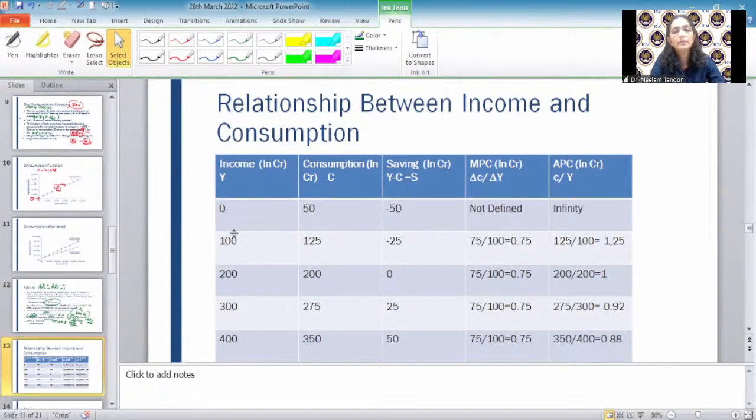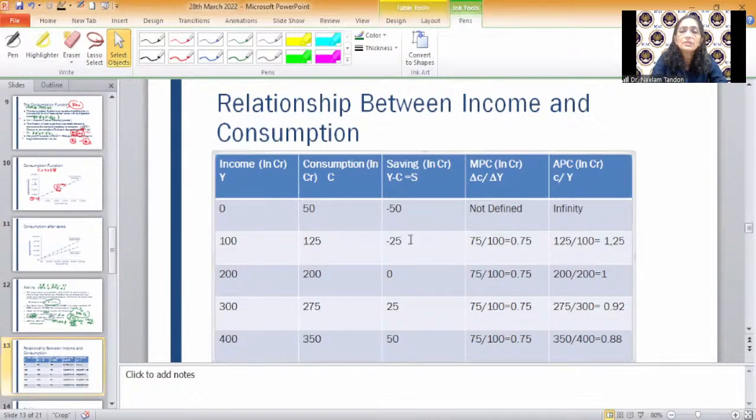You can see here income is given, and the relationship between income and consumption. Income is increasing from 100 to 200 to 300 and 400. Consumption respectively is 50, 125, 200, 275. These are all in crores because we are talking about the economy. If 100 rupees is income, 125 is consumption. So 25 is what? Autonomous consumption. Because income is less, this is dissavings basically.